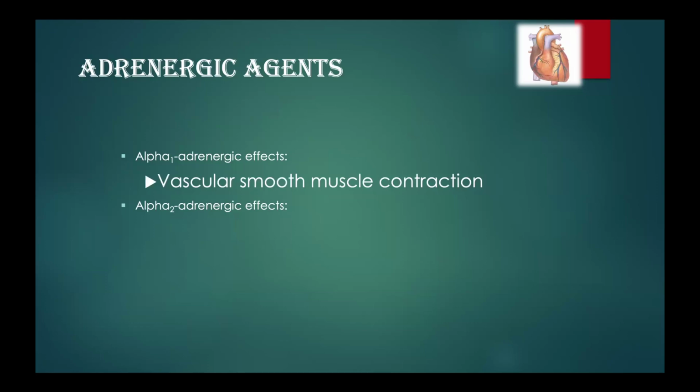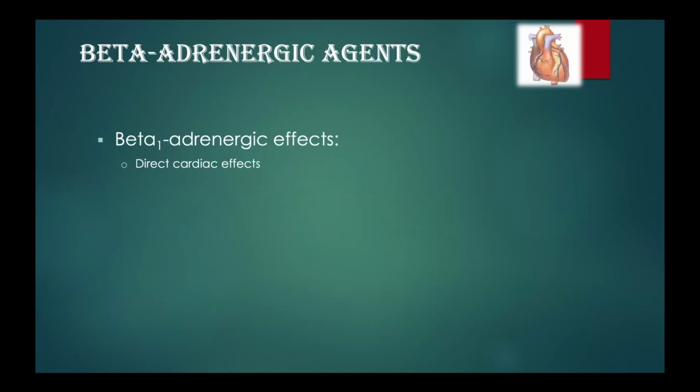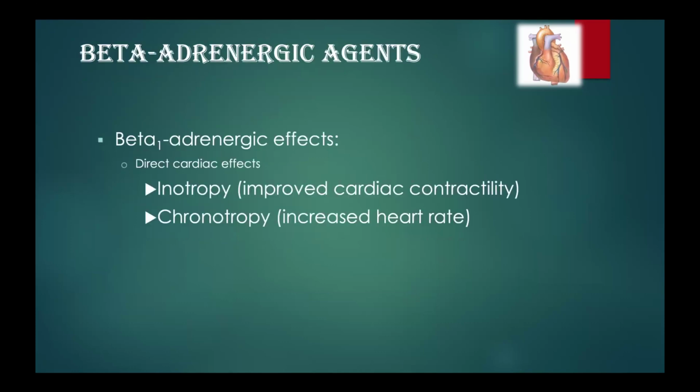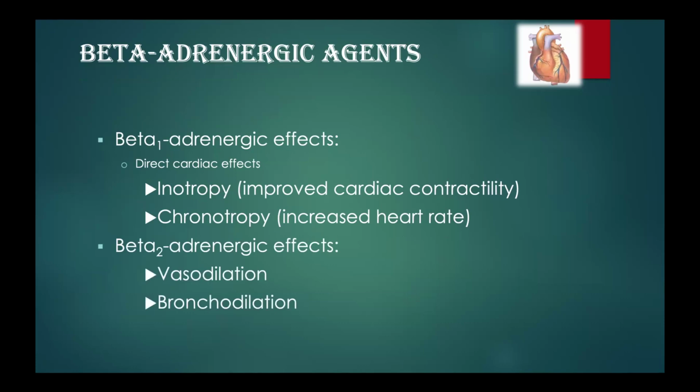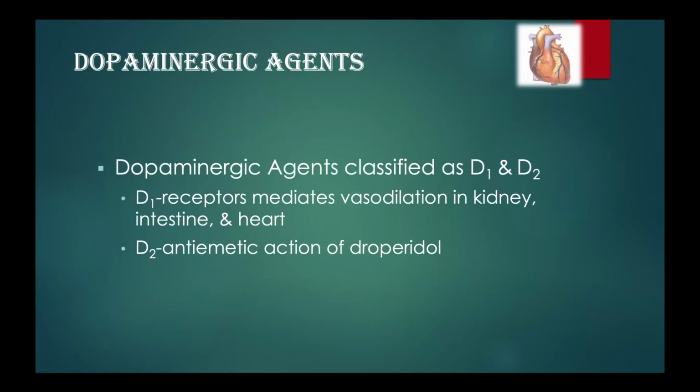Now, the adrenergic agents mostly act by the alpha 1 adrenergic effect, causing vascular smooth muscle contraction, and they also have some amount of alpha 2 adrenergic effect which leads to vascular smooth muscle relaxation. Beta 1 adrenergic effects include direct inotropy, improving cardiac contractility, and chronotropy by increasing heart rate. The beta 2 effect leads to vasodilation and bronchodilation. Dopaminergic effect is brought about by the dopaminergic agents by vasodilation in the kidneys, intestine, and the heart.